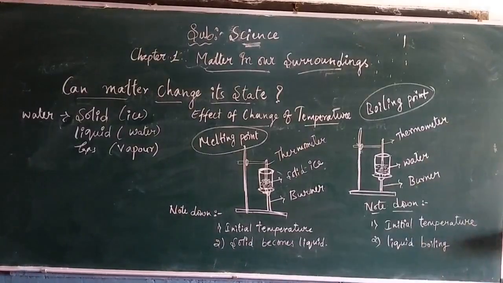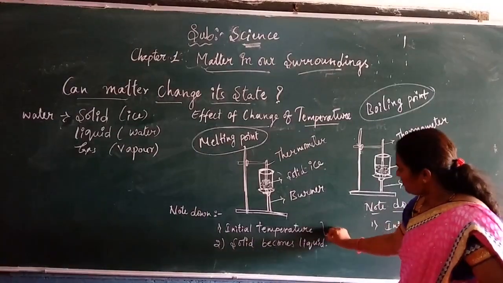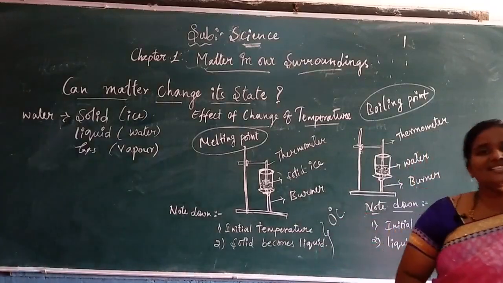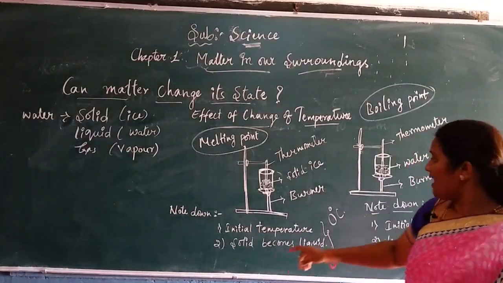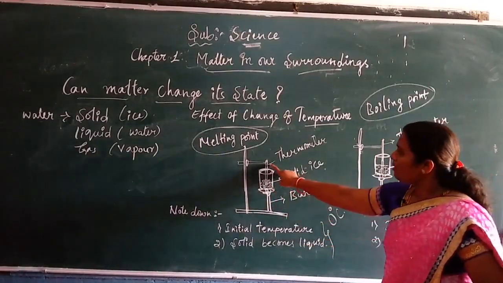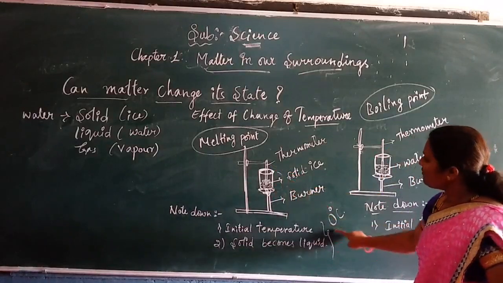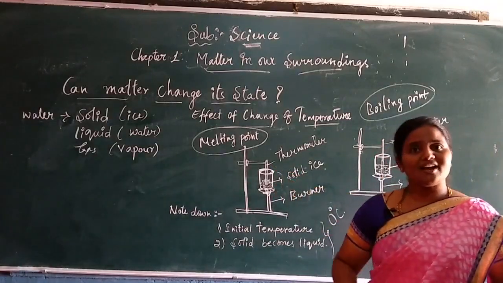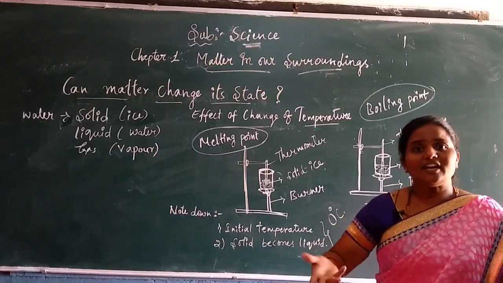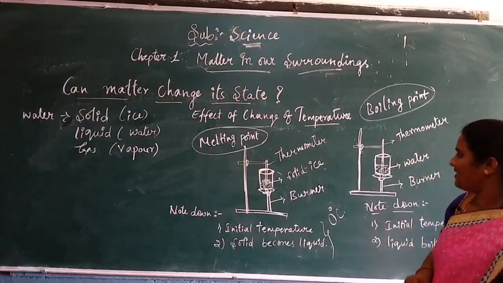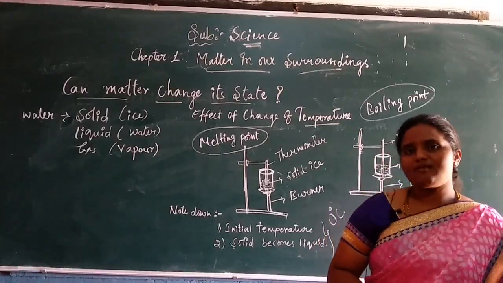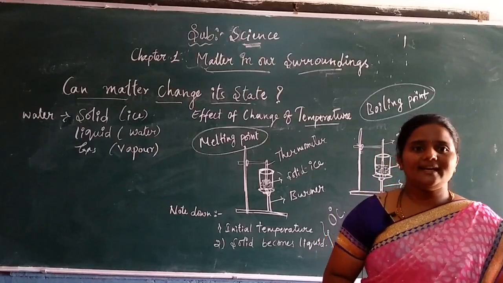That is, in the thermometer, these two temperatures give around 0 degrees Celsius. Isn't it, children? Though we have continuously supplied heat to the beaker, in the thermometer we are recording the same value. A question will arise: where did that heat go? Where was the heat energy lost? Yes, there comes the latent heat. Children, what is meant by latent heat?